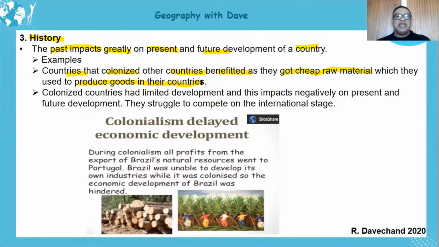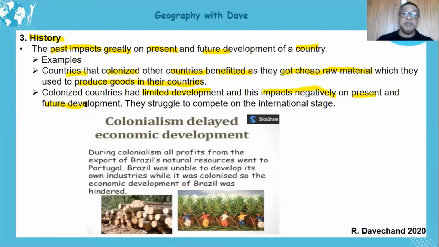And what happened to the countries that were colonized? They had limited development because basically the raw materials were going out, and not much skill was taught to the people. So they were just sitting like that while production of goods was done on the outside. So that was a problem. It impacted negatively on the countries that were colonized, and of course on present and future development.